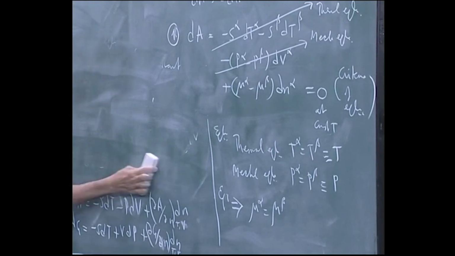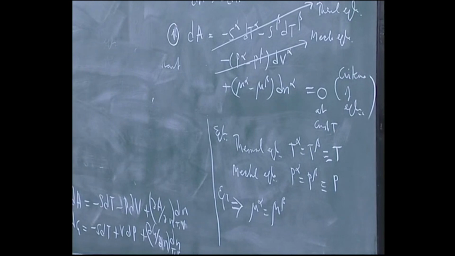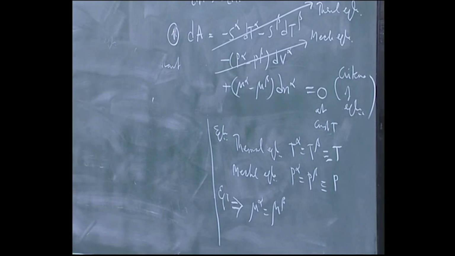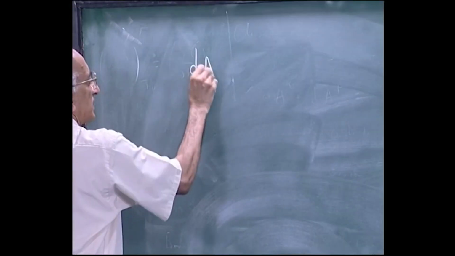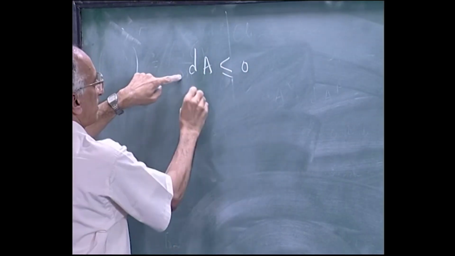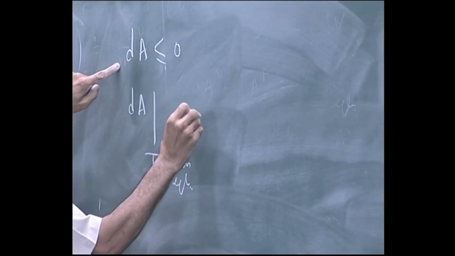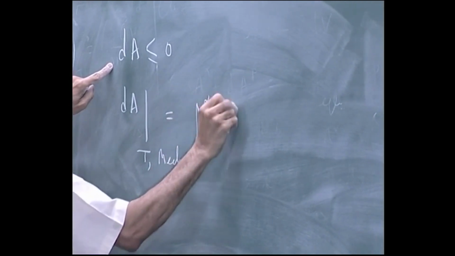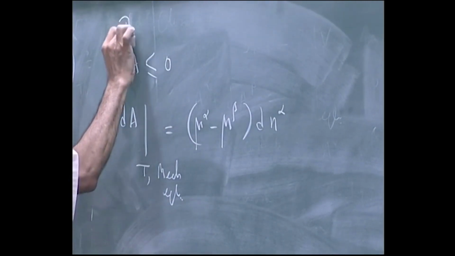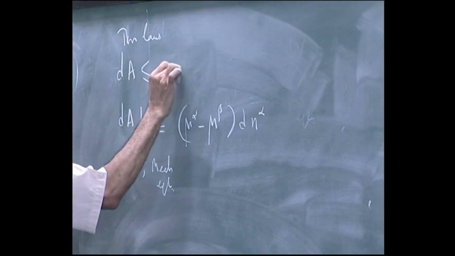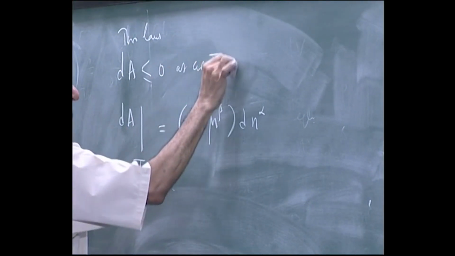So A is the natural variable to consider because I can build in the work function correctly. I could have done it with the G equation as well. Notice that the law really says dA is less than or equal to 0, and what you get is dA at constant temperature and conditions of mechanical equilibrium is equal to mu alpha minus mu beta times dN. This is thermodynamics, the two laws at constant temperature. Constant temperature, no work.